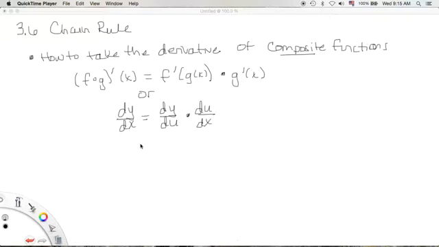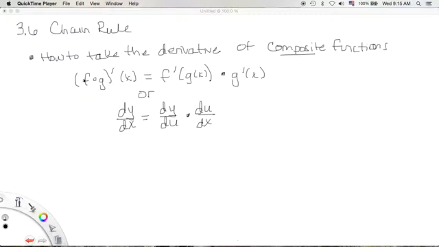And the way we write this technically is, if we have f∘g prime, which is the composite of f and g prime, or the derivative, you take the derivative of the outside function, leaving the inside function intact, times the derivative of the inside function.